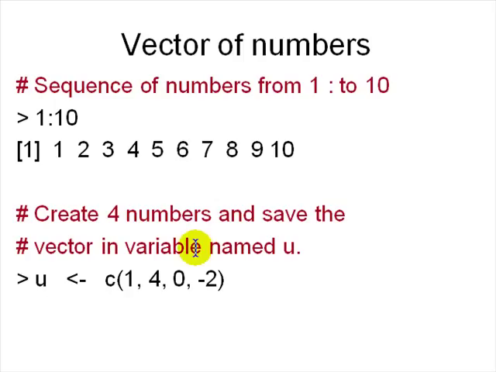Let's see what other data types there are in R. A lot of things in R are not in other languages. One is the concept of vectors, or sequences, which is heavily built into R. A sequence of numbers from 1 to 10 you would write like this, 1 colon 10, and it prints 1 to 10. You could also create a vector using the c function, c(1, 4, 0, -2), and assign it to u.